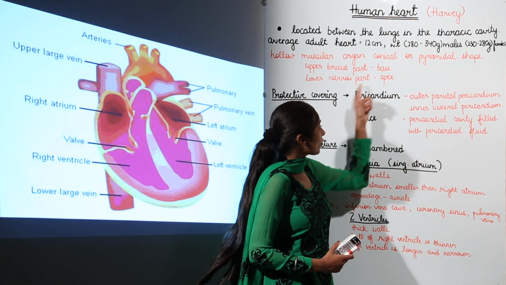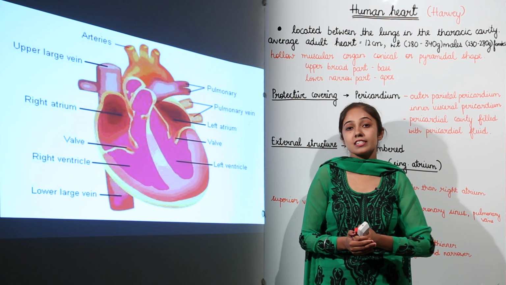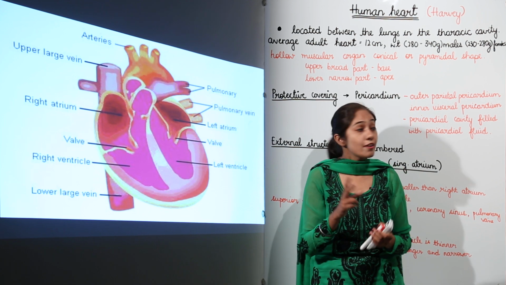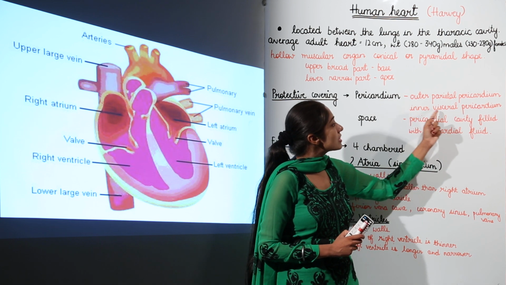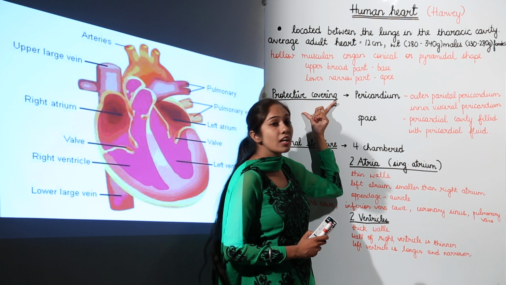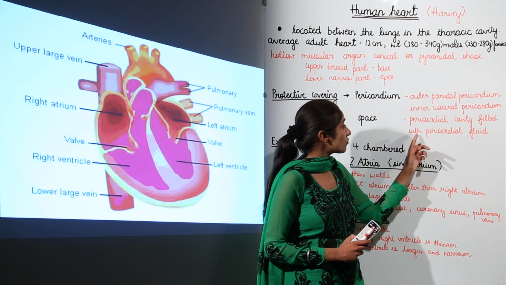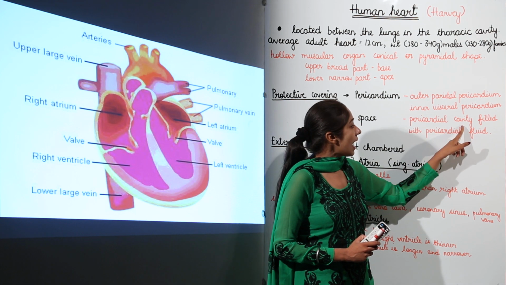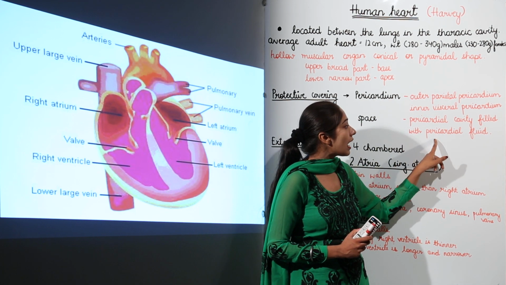So, as a whole, what you have learned is that the outer covering of the heart is composed of two layers: the outer parietal pericardium and the inner visceral pericardium. Pericardium is the protective covering of the heart. The space between these two is the pericardial cavity, and this cavity is filled with pericardial fluid.